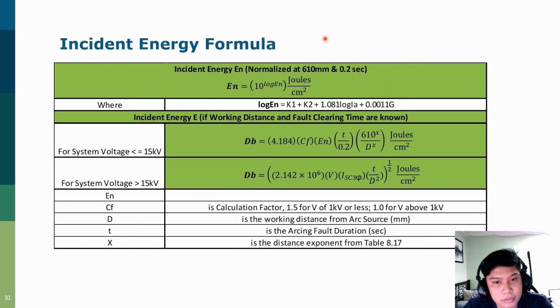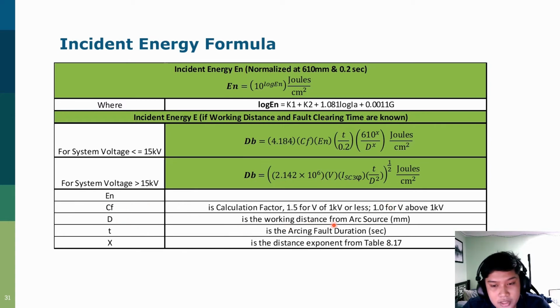The formula for incident energy En is this one, where log En is this one. For incident energy E for a system voltage under 15 kilovolt, the formula to be used is this one. For a system voltage over 15 kilovolt, the formula to be used is this one. En is incident energy. CF is the calculation factor, where it is 1.5 for 1 kilovolt and below. Above 1 kilovolt, the CF or calculation factor is 1.